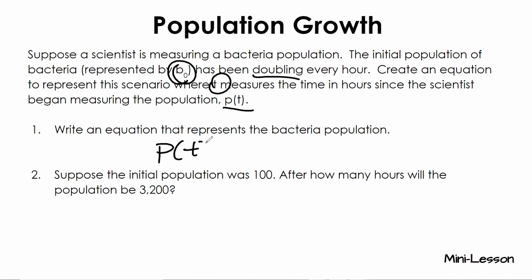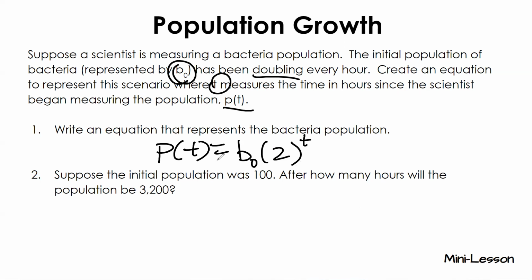So we got P of T. What was our initial? B sub 0. Okay. And then we're going to have doubling. So that means that we're going to have 2 raised to the T power. If you decide to go into the chemistry world or bio world, you'll deal a lot with B sub 0. That's initial population for various things.